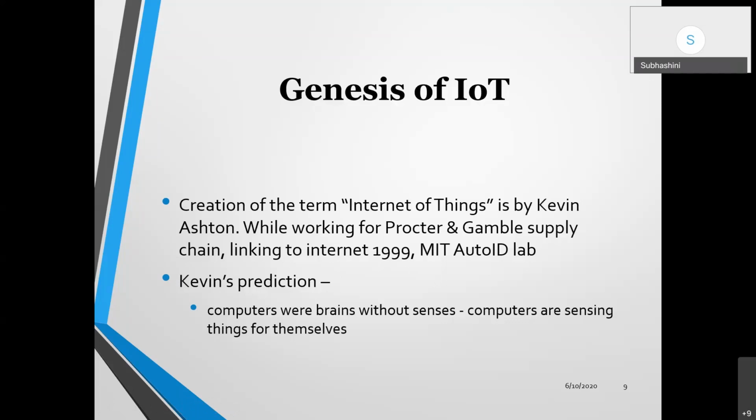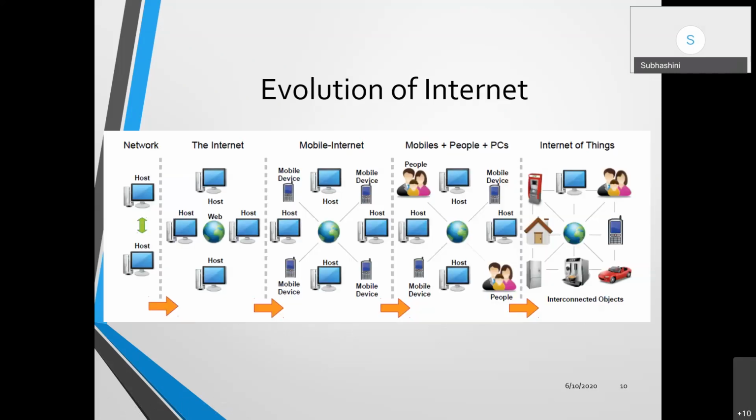Now, if you find the definition or the prediction of Kevin Ashton long back, during 1999 he predicted something like this. A statement was given this way: computers were brains without sensors. Computers are sensing things for themselves, right? That means without human intervention, and they were able to perform the computations by themselves. So this was predicted long ago, and now definitely it's in the picture. It's beyond it, right? A machine goes beyond the working of a human certain times.